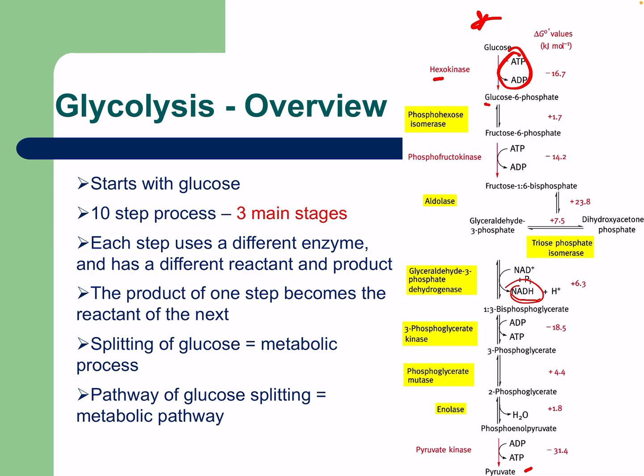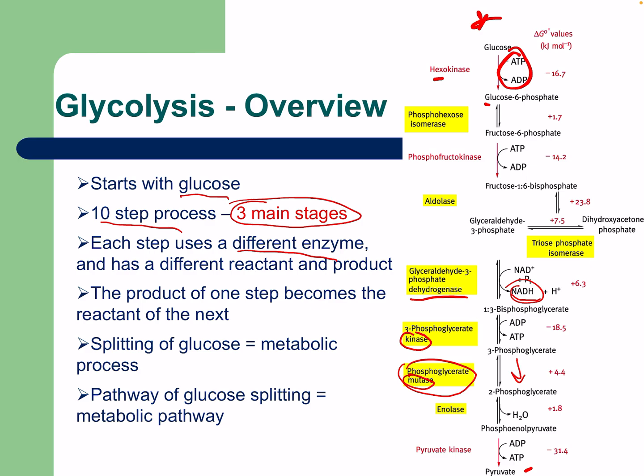So again, glycolysis starts with glucose. There's this 10-step process, and there are 3 main stages, which we'll talk about soon. Each step uses a different enzyme and has a different reactant and product. It's not overly important to remember each enzyme, but it's good to remember this kind of part to actually understand what's happening between this phase and this phase. Not necessarily the name, but also knowing the name does help in some sense that it tells you what's happening.